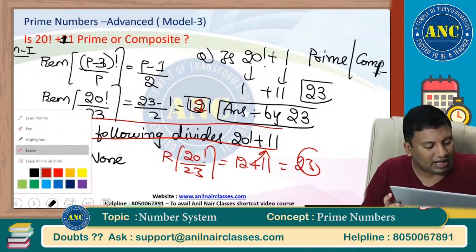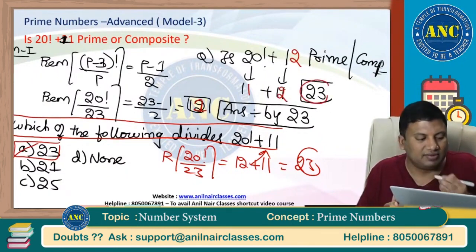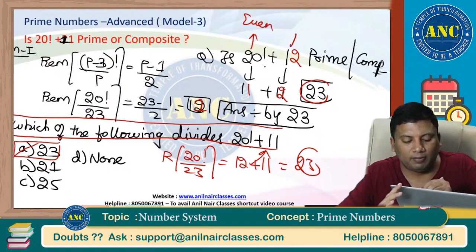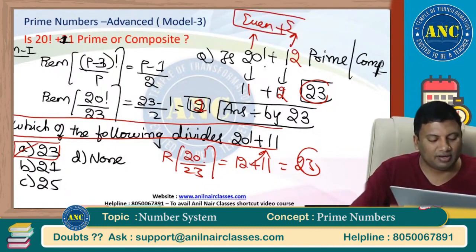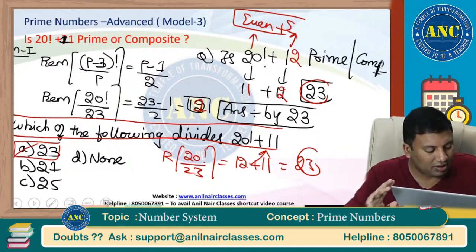This is nothing but, I hope you understood what is going on in my mind. These 12, these is nothing but 11. 11 plus 12, the answer is divisible. You don't need to do all this. 20 factorial is an even number. 12 is an even number. Even plus even is even. The answer will be divisible by even. Please make a note of it.